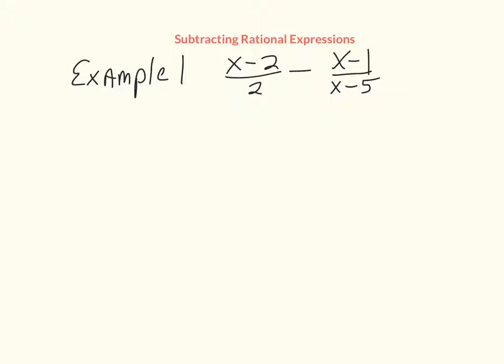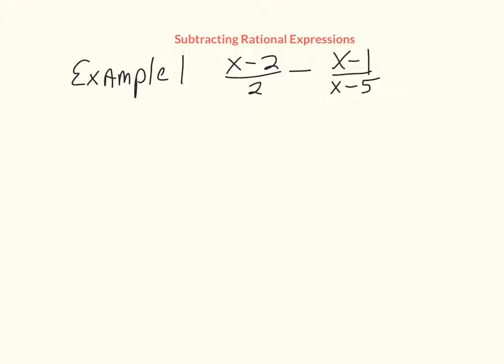This video is about subtracting rational expressions. There will be two examples. The first one is (x minus 2) over 2, minus (x minus 1) over (x minus 5). Since both the first rational expression and the second rational expression are in factored form, there is no factoring that needs to be done.